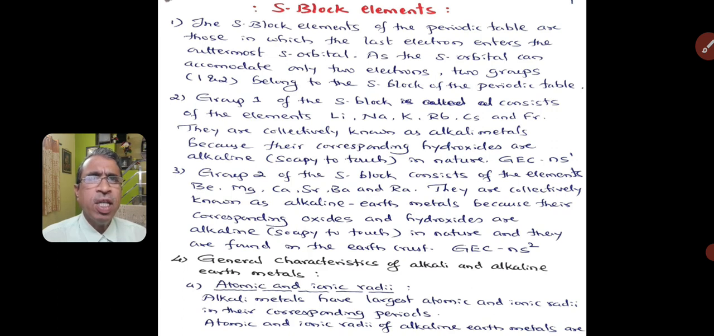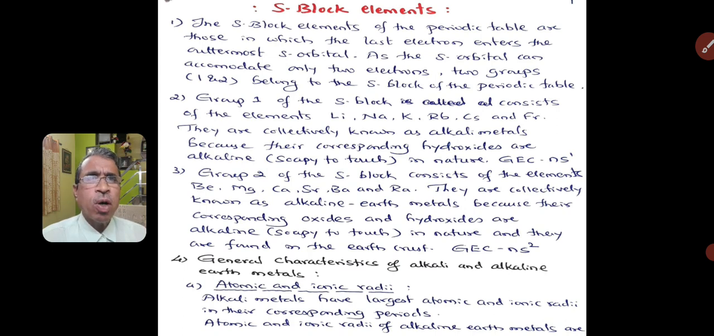They are collectively known as alkali metals because their corresponding hydroxides are alkaline in nature. That means they are soapy to touch. The general electronic configuration of alkali metals is ns1.